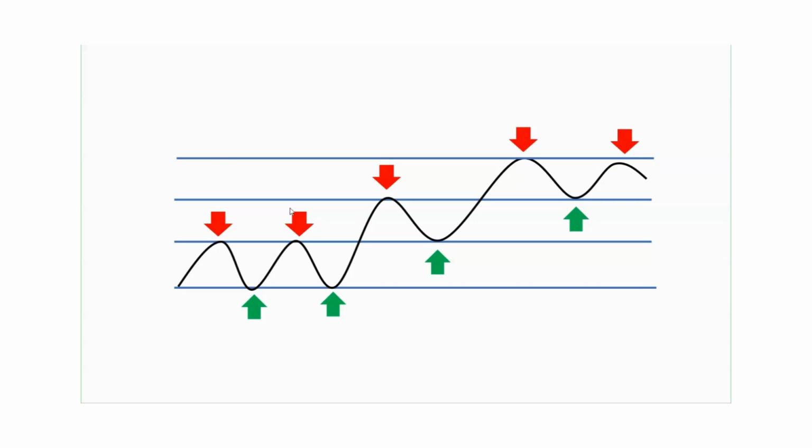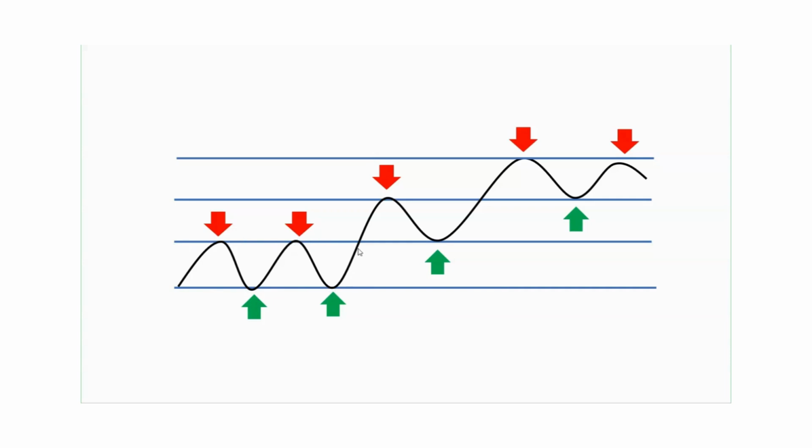With this diagram we can understand the support and resistance levels. Suppose the price is moving from this level to this level, then it is coming back, deflecting, going up to the upper level, and again coming back. So here you can consider that this is the support level and this is the resistance level.